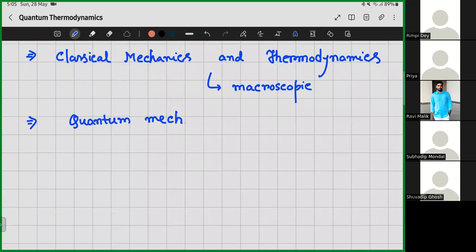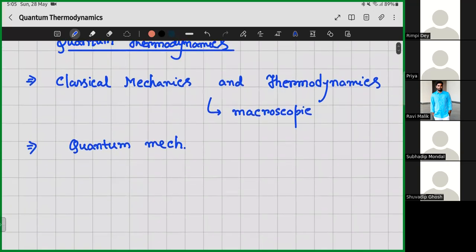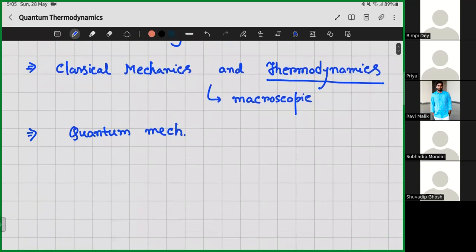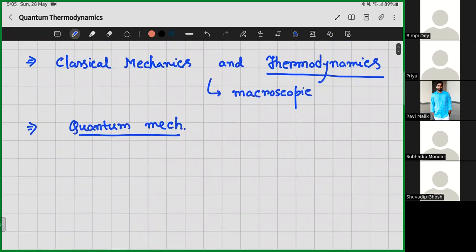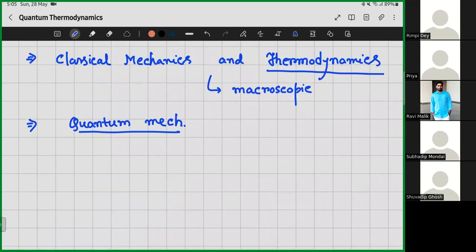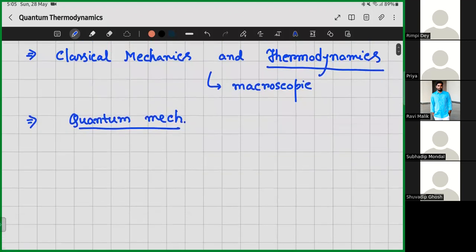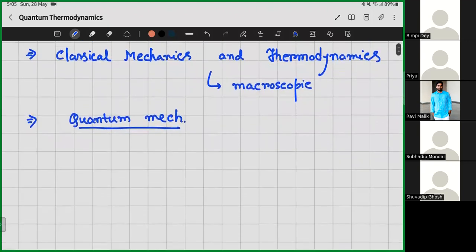But actually, thermodynamics and quantum mechanics, though these two are very different branches, basically one used for macroscopic systems, another for microscopic systems, there is a very important link and useful connection between these two branches, and that is very important to study a microscopic system properly.